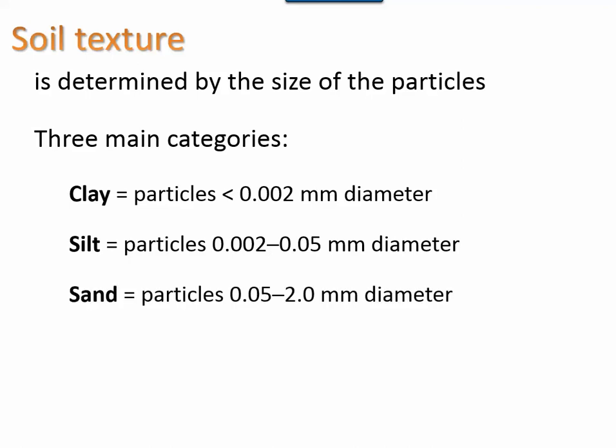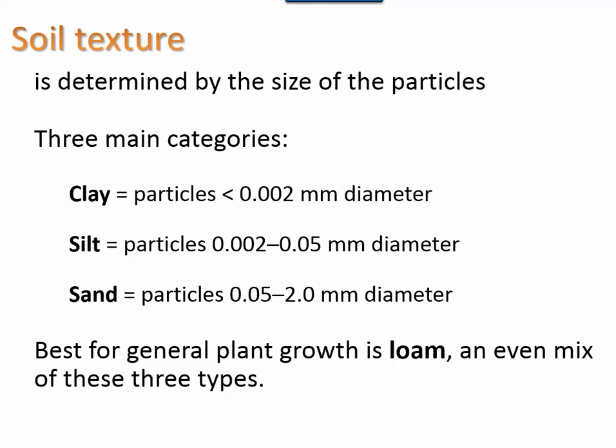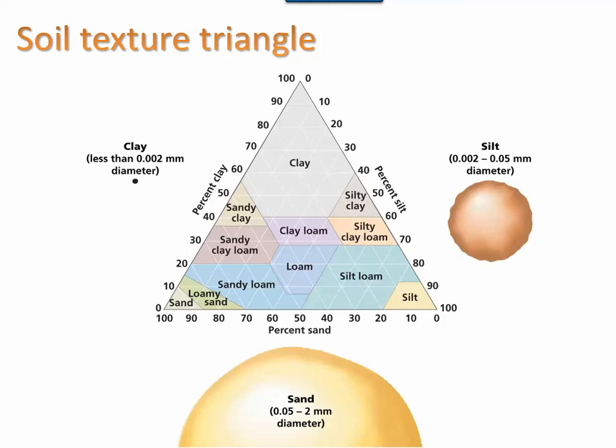And sand particles are as large as up to about 2 millimeters in diameter. Sand particles are ones that you can still see relatively easily with the naked eye. And the best for general plant growth is loam, which means an even mix of these three types. And they all have functions. So a soil texture triangle, we'll learn how to interpret this in our lab, but it is just showing how the different proportions of these three create different types of soil.